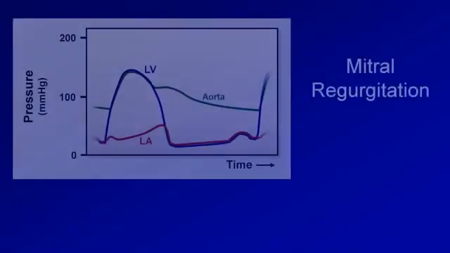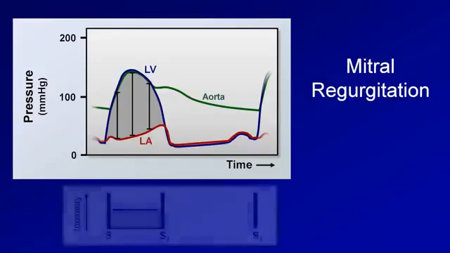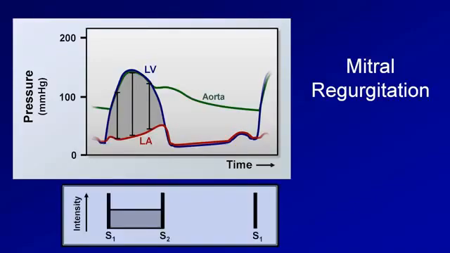And compare that to mitral regurgitation. In MR, there is also a pressure gradient during systole, but in this case it is between the LV and LA, and the magnitude of the gradient is essentially constant throughout systole. Thus, MR murmurs are typically uniform. Listen to the difference.